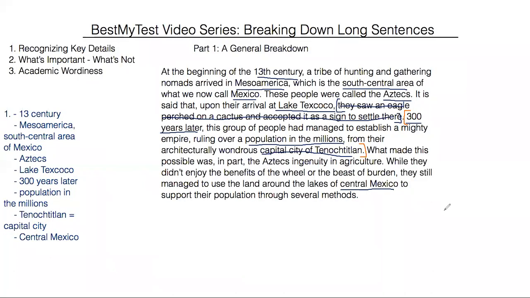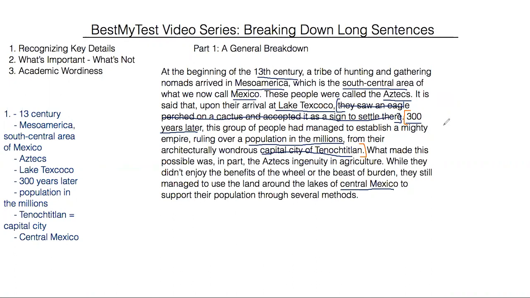I think this sentence here is a good example of a long sentence that's more wordy and academic than it really needs to be to get the basic point across. 300 years later, this group of people had managed to establish a mighty empire, ruling over a population in the millions from their architecturally wondrous capital city of Tenochtitlan.